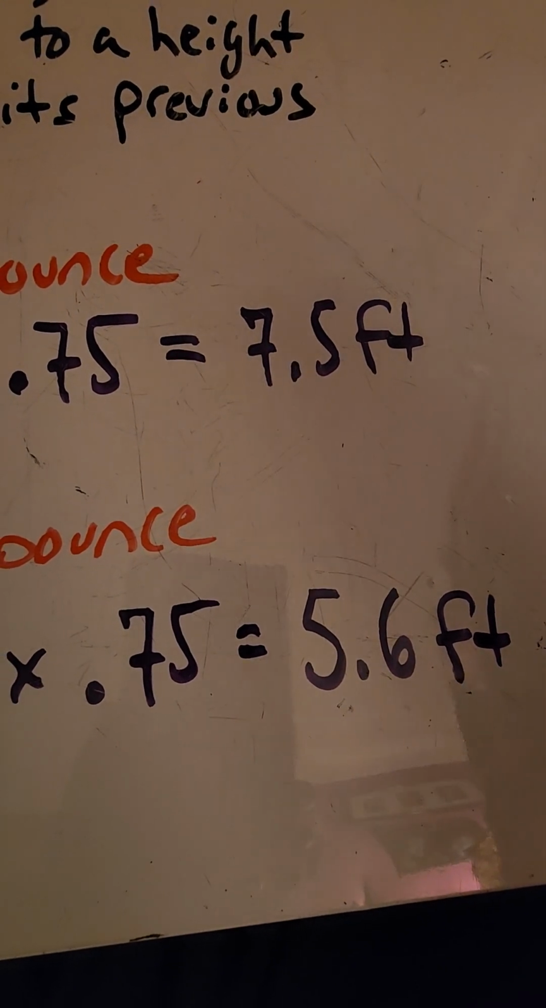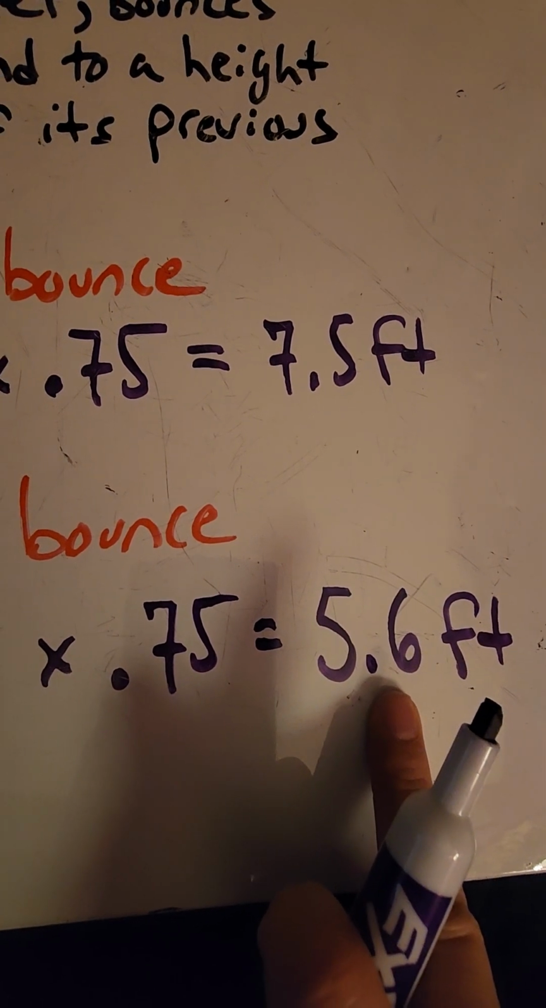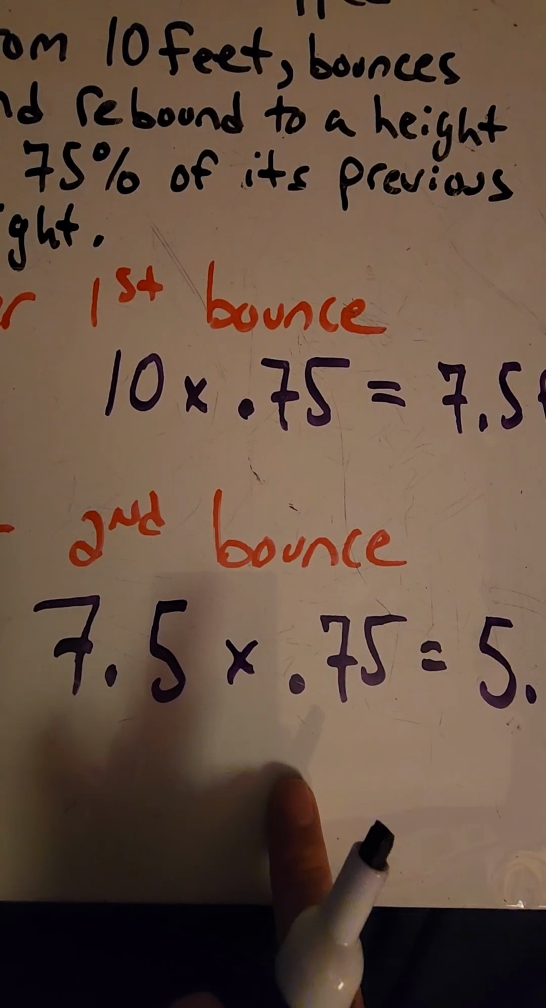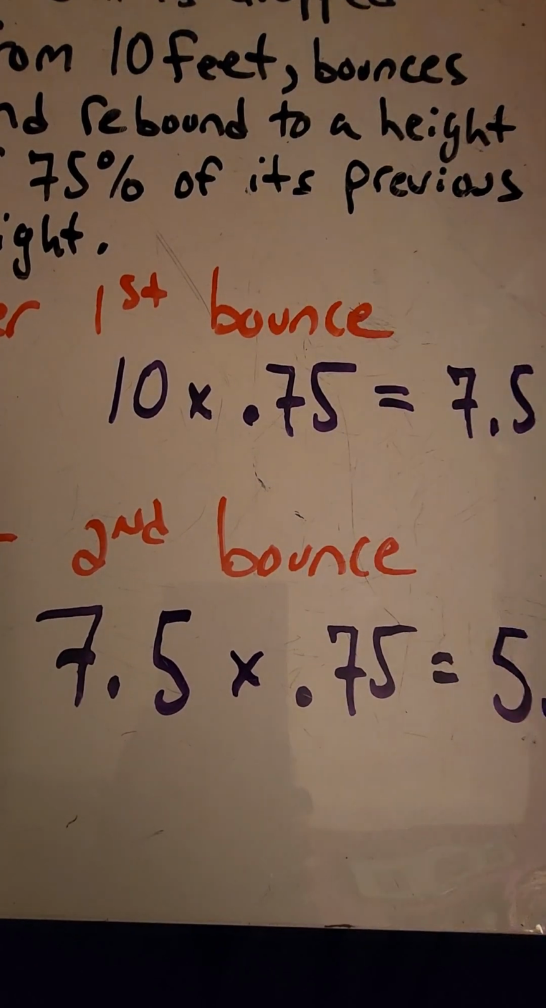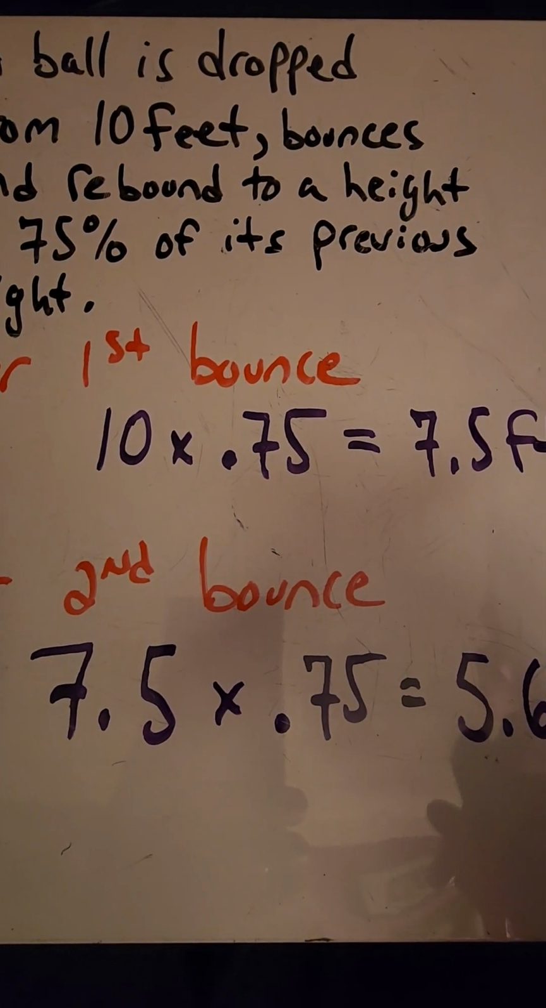So if you want to find the height after the third bounce, you would take that 5.6 and multiply it by 0.75. And if you had to find a fourth bounce, and so forth, you keep multiplying the one before by 0.75.